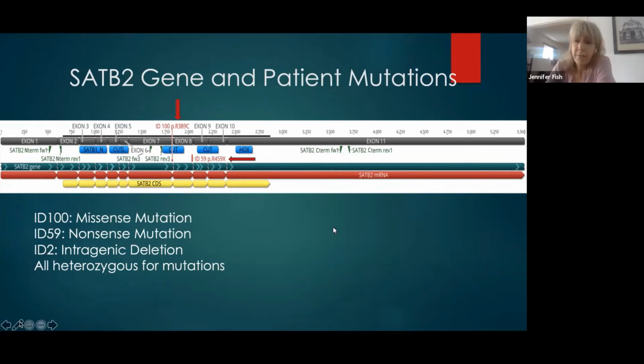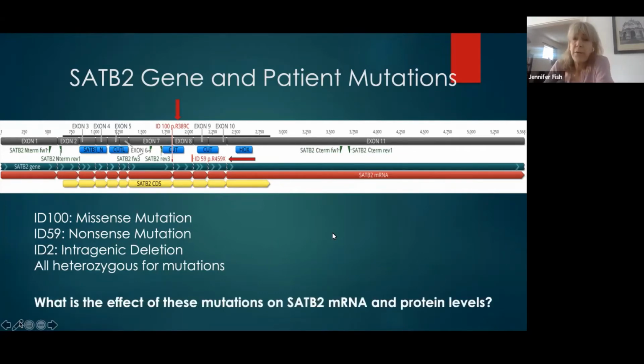So one of the things that we're really interested in knowing is what is the effect of these mutations on the levels of mRNA and protein, because that's what the cell is going to use to perform the function of this protein. So to address that question, we have quantified the levels of SATB2 mRNA and protein in these induced pluripotent stem cells.